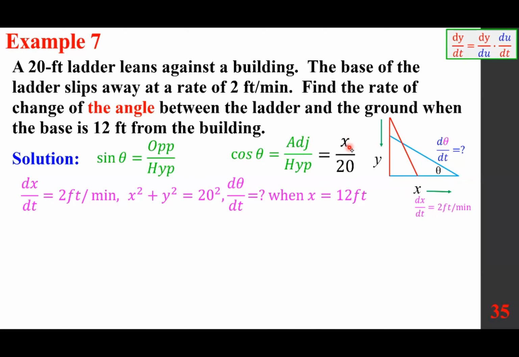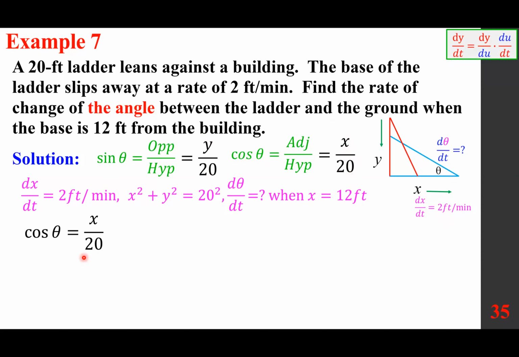Again, we've already calculated the value of y from the previous page. We're going to use that, but what if we made a mistake with our calculation? Use the given. So cosine theta is x over 20, and sine theta is y over 20. But we are going to use this one to differentiate.